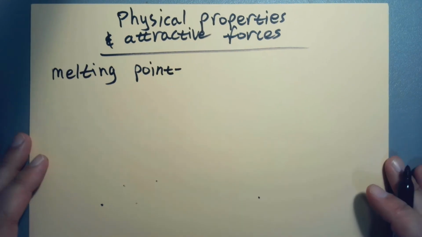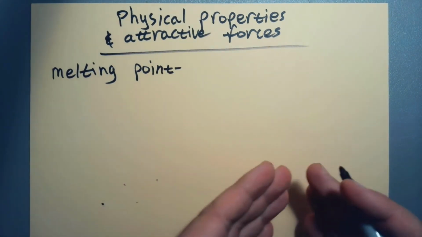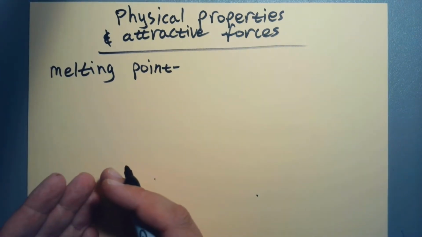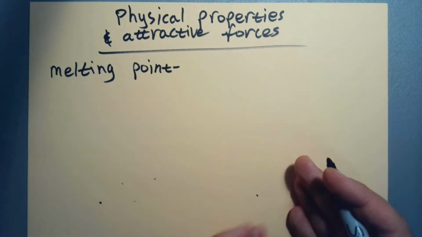And you might have a good idea of what this is already, right? This is just the temperature something melts at. Something goes from a solid to a liquid. If you keep it below that temperature, it stays solid. If you go above that temperature, it's going to turn into a liquid.